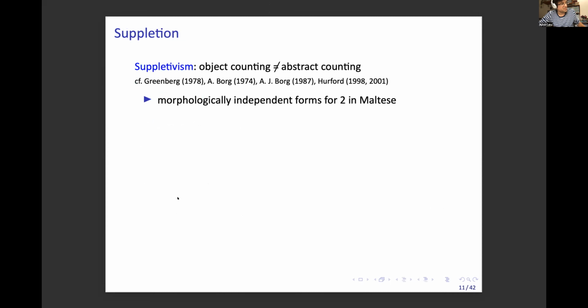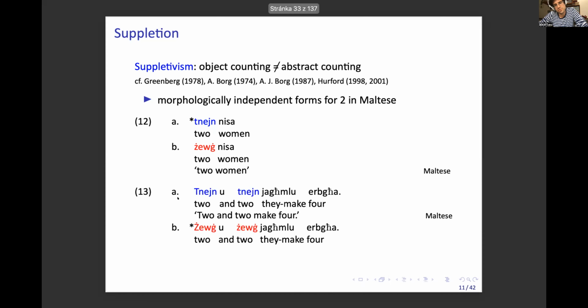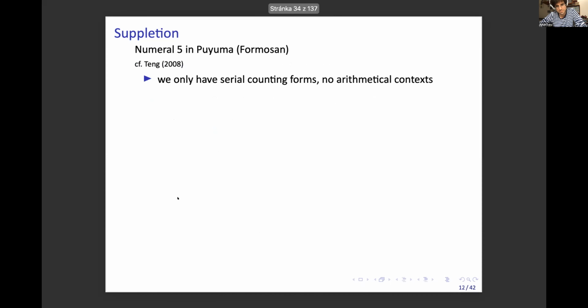We're moving on to the last pattern for the simplex counting numerals. And this is in Maltese. So for example, if we are counting objects like two women in Maltese, you have to use the form of the numeral zeuch. Whereas if you have a mathematical statement like 2 and 2 make 4, you cannot use zeuch. As you see in 13b, you have to use this numeral name. And so there is a suppletive relationship between the two numerals that you use in abstract counting and in object counting.